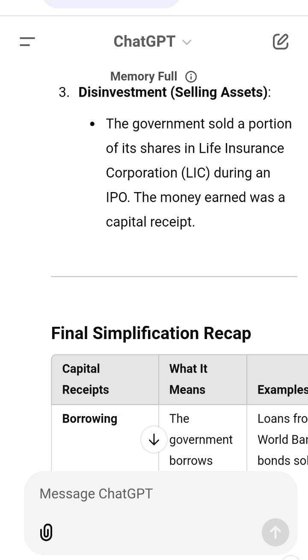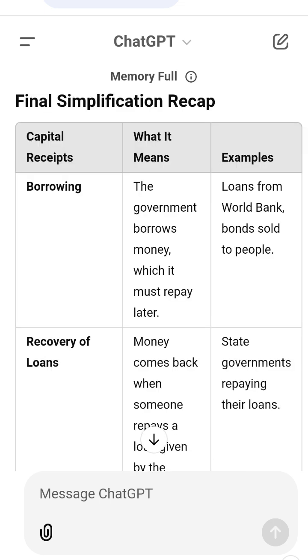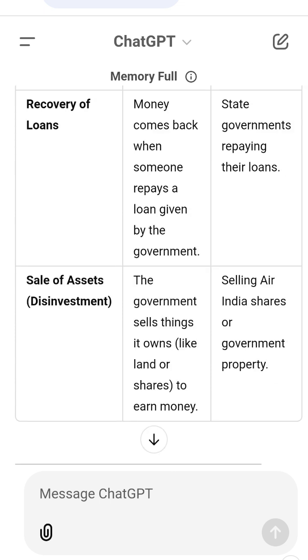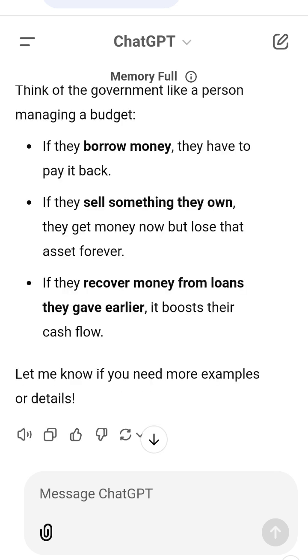Think of the government like a person managing a budget. If they borrow money, they have to pay it back. If they sell something they own, they get money now but lose that asset forever. If they recover money from loans they gave earlier, it boosts their cash flow. Let me know if you need more examples or details.